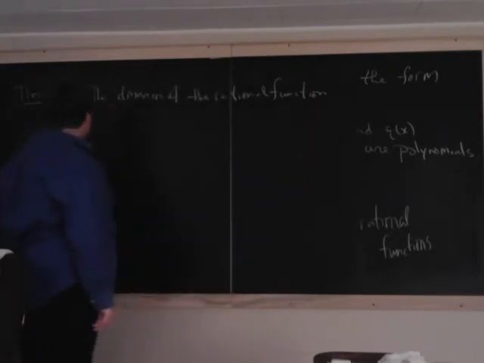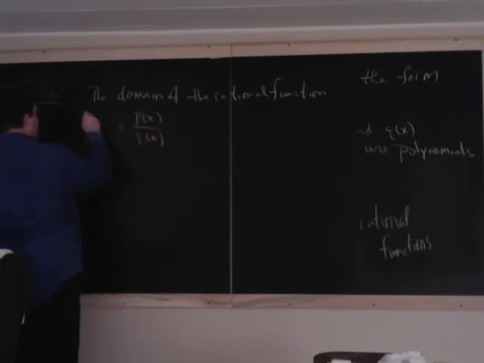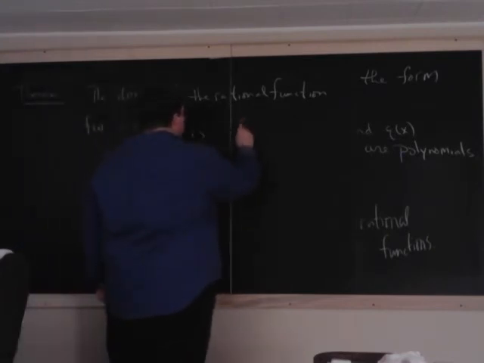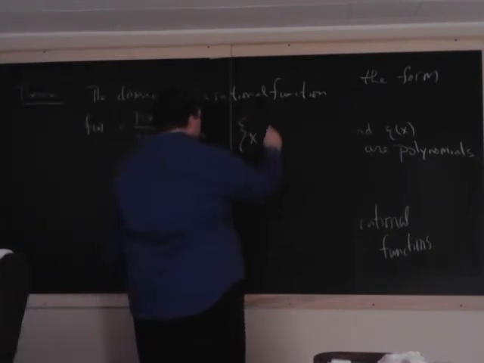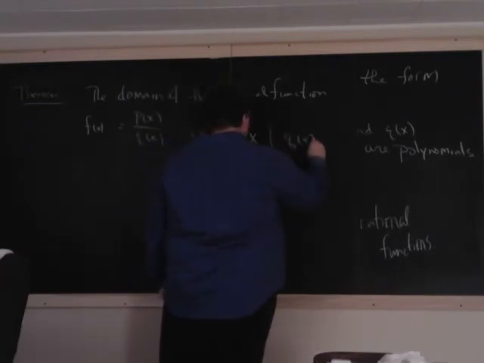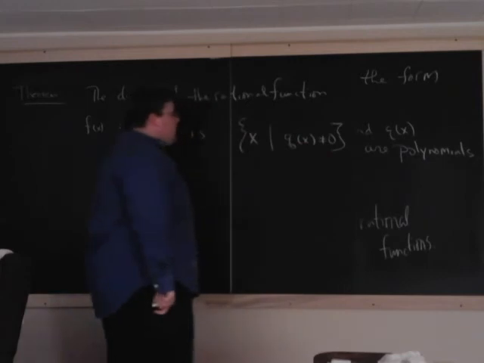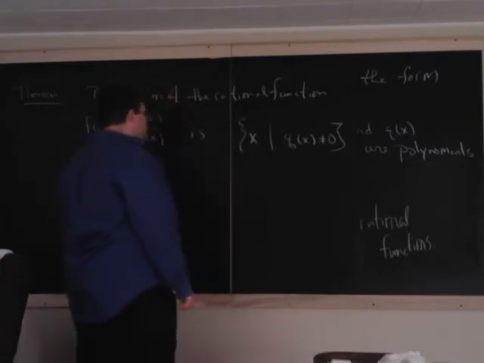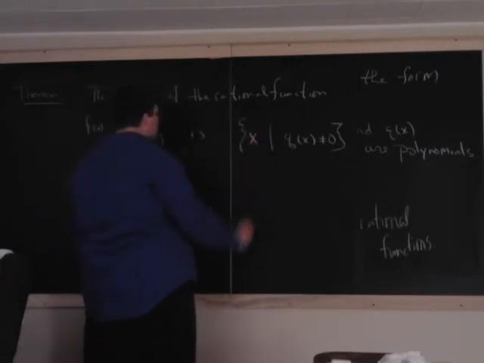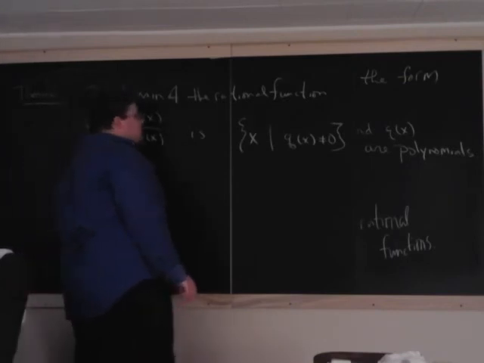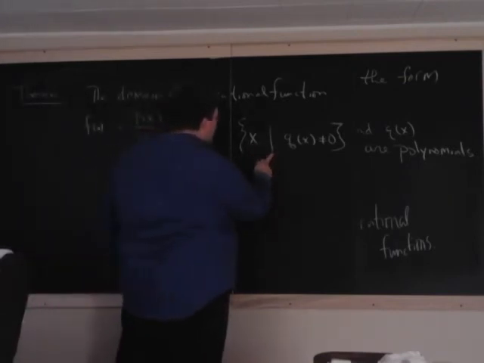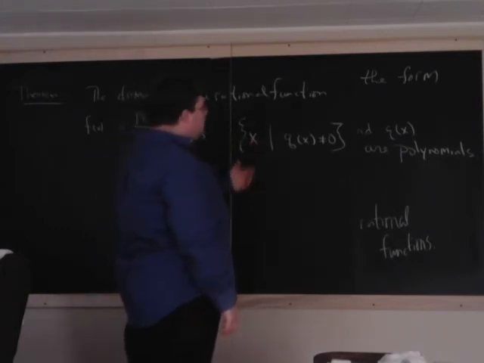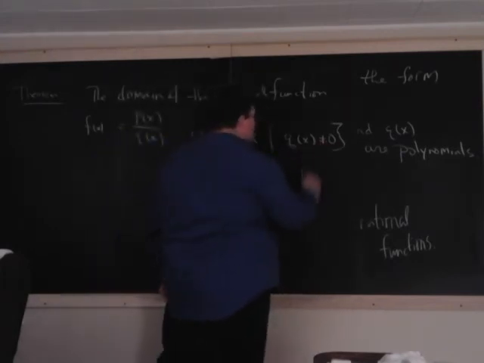The domain of the rational function p of x over q of x is the set of all real numbers such that q of x is not 0. So right here we have some math notation. Set notation uses these curly braces. So the set of all real numbers x, we'll assume just real numbers, the set of all real numbers x such that, so that's a vertical line that says such that. So this is the set of all x such that q of x is not 0.